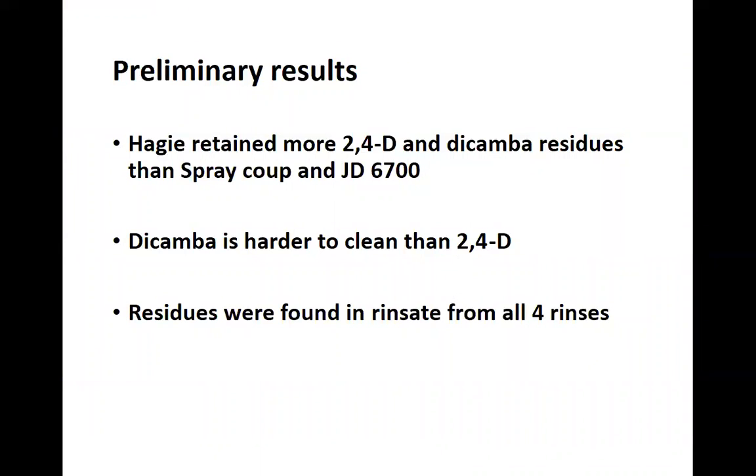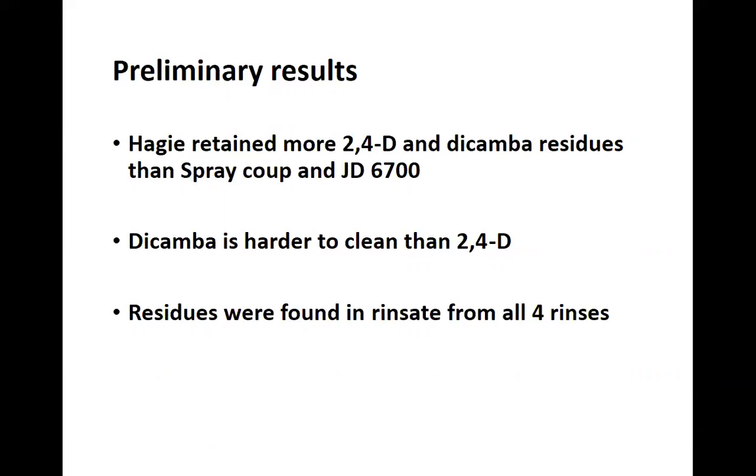Some preliminary results showed that the Hagie retained more 2,4-D and dicamba residues than the Spray Coupe and John Deere 6700, which is not a surprise because it has the largest tank compared to the other 2 sprayers. So we expected that this Hagie sprayer would retain most of the residual, because there is lots of space where spray residues can hide beneath the tank. Also, dicamba seems to be harder to clean out of the sprayer than 2,4-D for some reason.